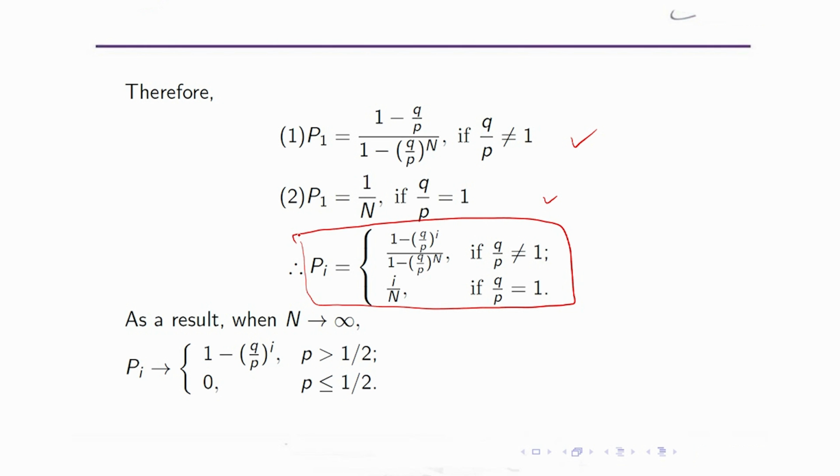Now we can do some analysis. If P is greater than 1/2, then we know that Q over P is not equal to 1. Also, when n goes to infinity, the denominator will go to 1, and so we are left with the numerator, which is 1 minus Q over P to the power of i. On the other hand, if P is less than or equal to 1/2, we know that this Pi will go to 0, like this.